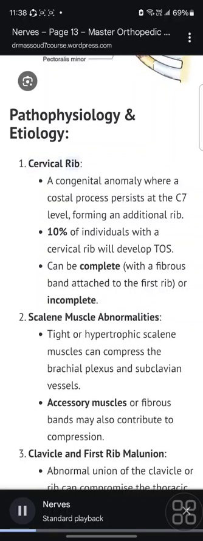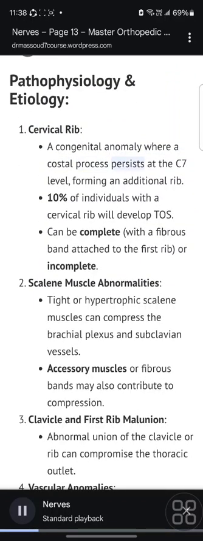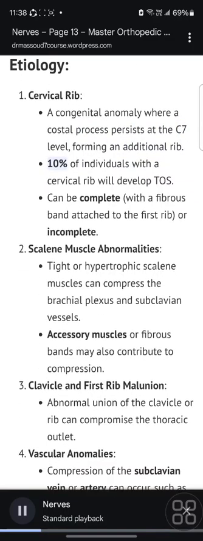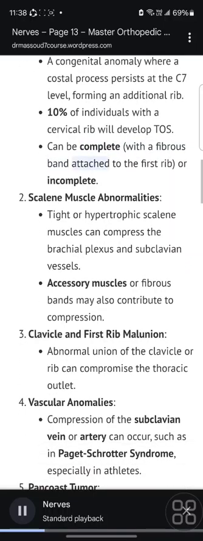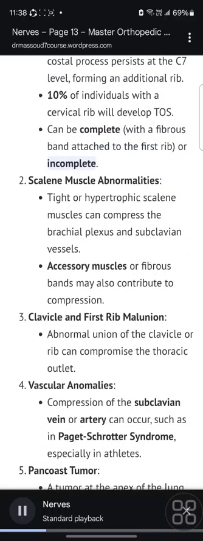1. Cervical rib. A congenital anomaly where a costal process persists at the C7 level, forming an additional rib. 10% of individuals with a cervical rib will develop TOS. Can be complete, with a fibrous band attached to the first rib, or incomplete.